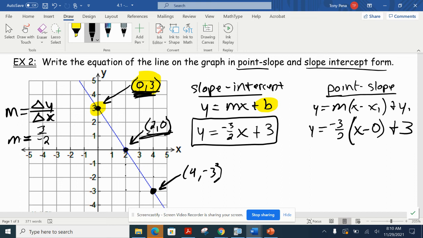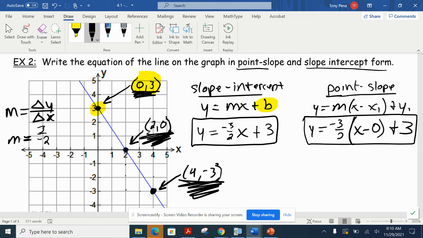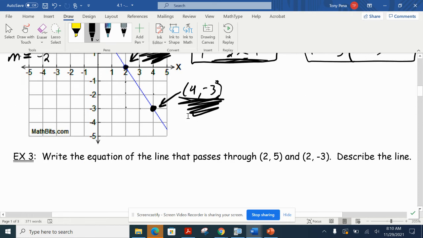And again, if you pick this point, that's fine. If you pick this point, that's fine. This version will look a little bit different. But if you remember, if we clean this up, they would all give us the same slope-intercept form. Okay? All right, so that's how we did it with a graph.